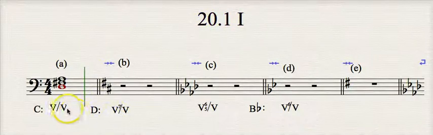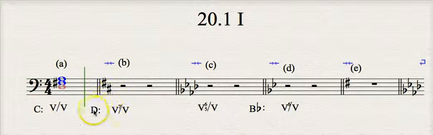Here's the first workbook exercise. In C major, 5 of 5 is being requested, and the chord given as an example is a D major triad. Why? Because D major is the dominant of G major. G major, in turn, is the dominant of the key of C.